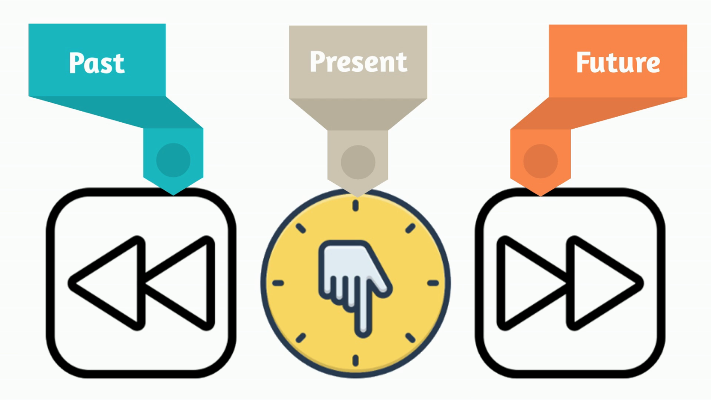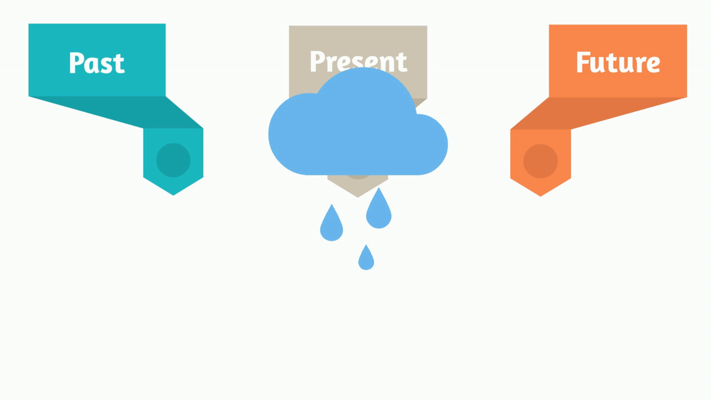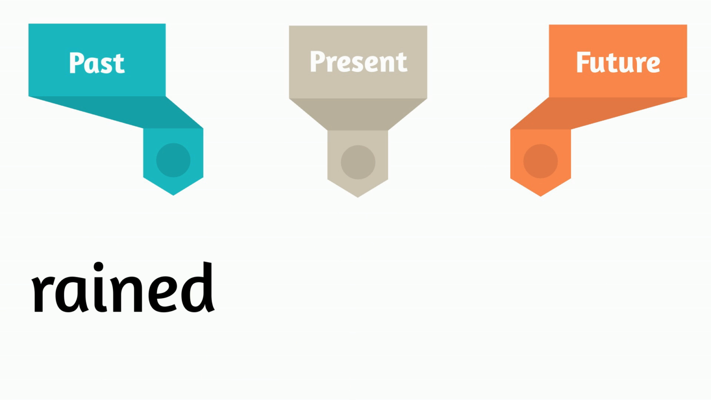Words change their spelling depending on when it happened. Listen to this example with the word rain. Yesterday it rained. Today it is raining. Tomorrow it might rain. Did you hear how the word rain changed? We add the letters ed to a word to show that something has happened in the past. Yesterday it rained is made up of the base word rain and the suffix ed. This shows that it happened before right now.